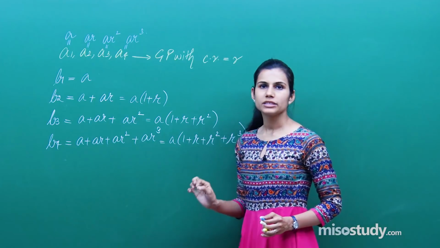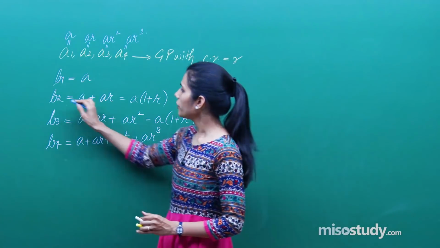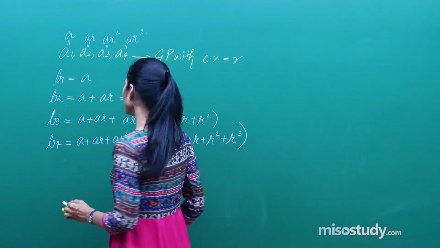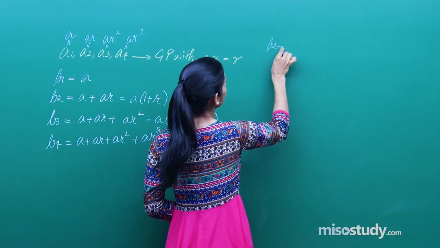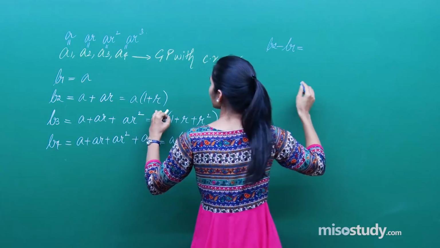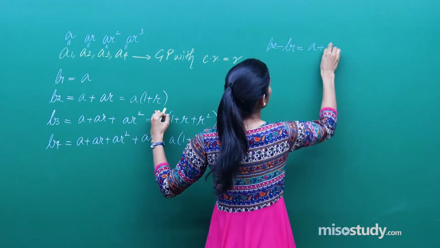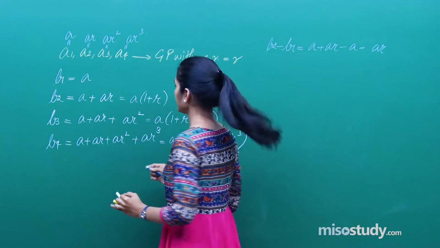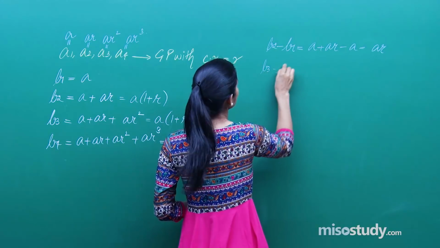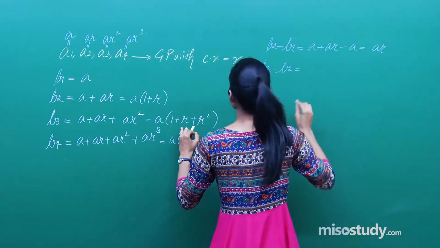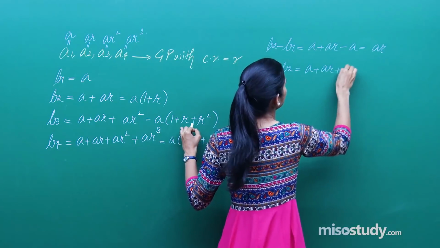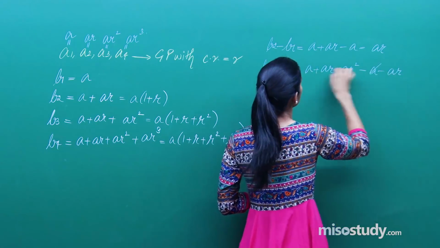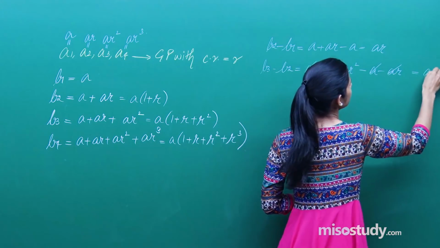If I need to talk about them being in arithmetic progression, I need to check whether B2 minus B1 is equal to B3 minus B2 is equal to B4 minus B3 or not. So if I consider B2 minus B1, you can clearly see B2 is a plus aR minus a, which is aR. Then if I talk about B3 minus B2, B3 is a plus aR square minus a minus aR. So plus a minus a plus aR minus aR, answer is aR square.